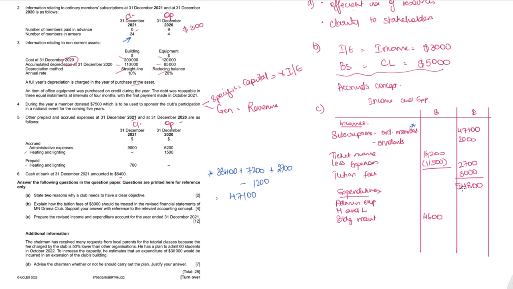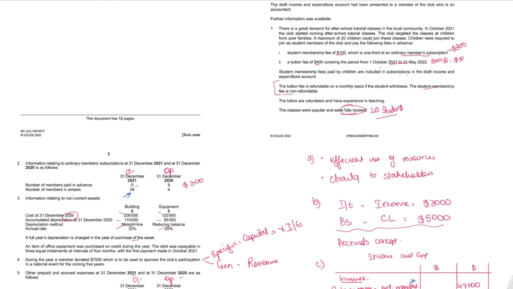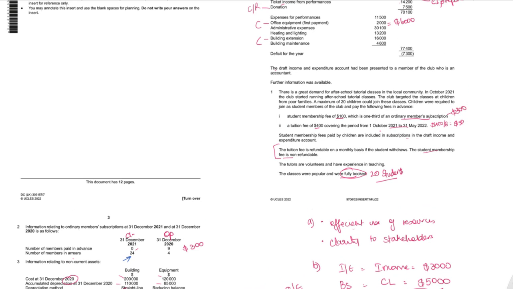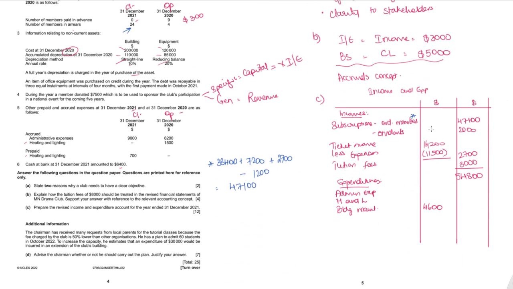For heat and light, we have to do some adjustments for accruals and prepayments. If you see adjustment number 5, as per the receipts and payments, heat and lighting is 13,200. So let's say number 2.